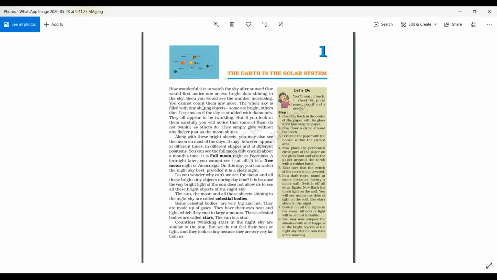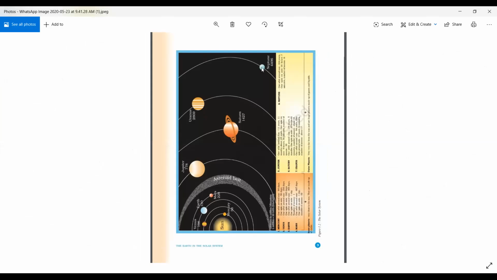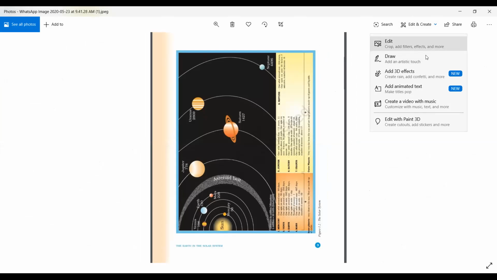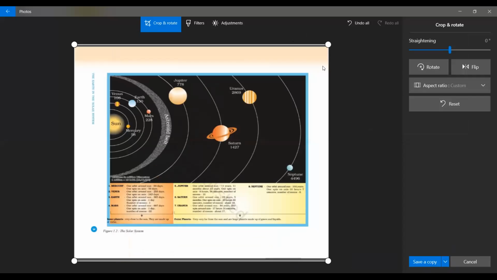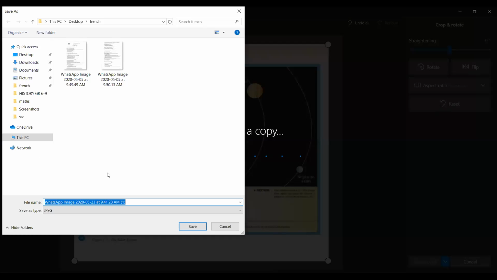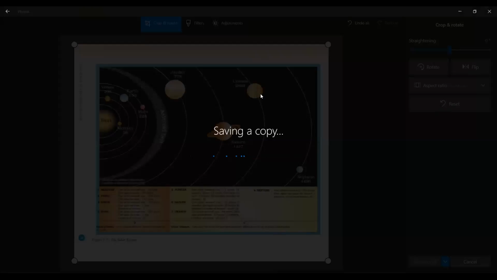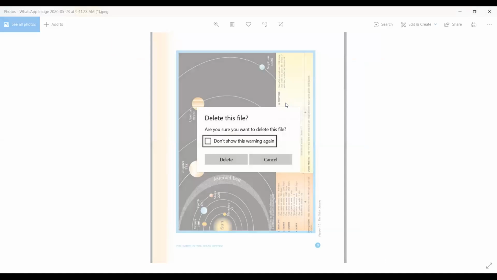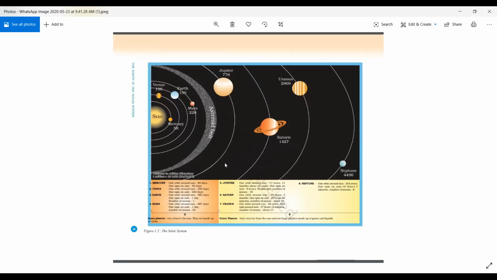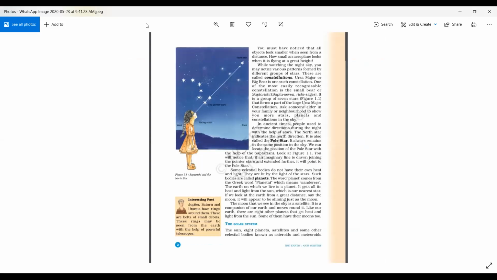Then you can see this thing. If I just edit it and flip it, I think you'll be able to see. Okay, this is page number 3. This right here is page number 2.